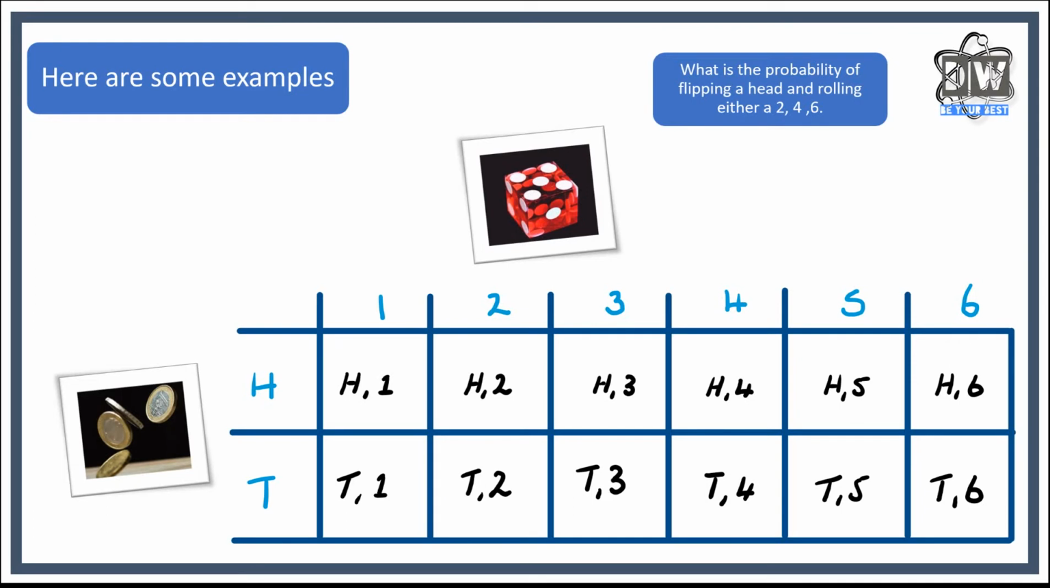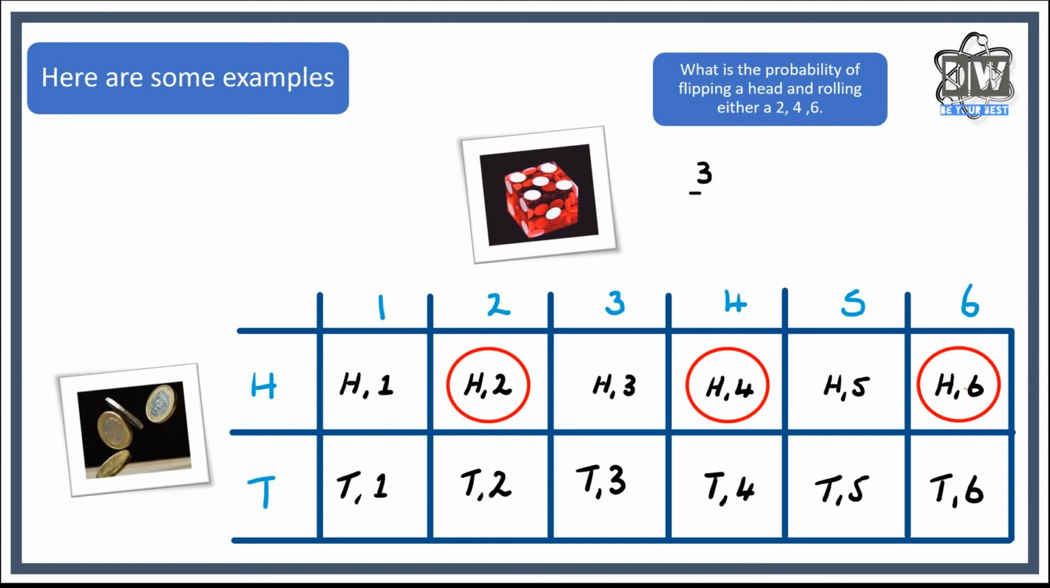So my starting point is to identify where that happens, and we can see here that I flipped a head and rolled a 2, I flipped a head and rolled a 4, I flipped a head and rolled a 6. So my answer would be that there's 3 times that's happened. So 3 goes on the top.